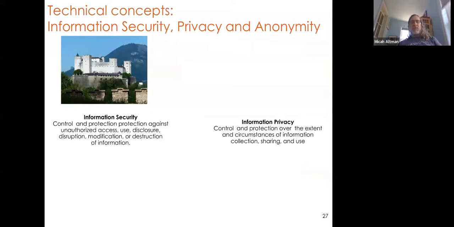Now let's dive into some technical concepts. Information security is about the control and protection against unauthorized access, use, disclosure, disruption, modification. Someone hacks into your castle and steals all your records. That is an information security violation.